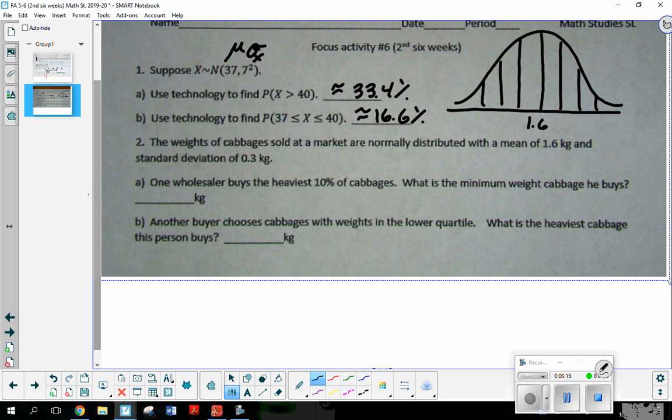Okay. All right, so with a standard deviation of 0.3, we would add if we were above. So this one would be 1.9, and then we would continue 2.2. If I'm going below, then I would subtract, that would be 1.3.